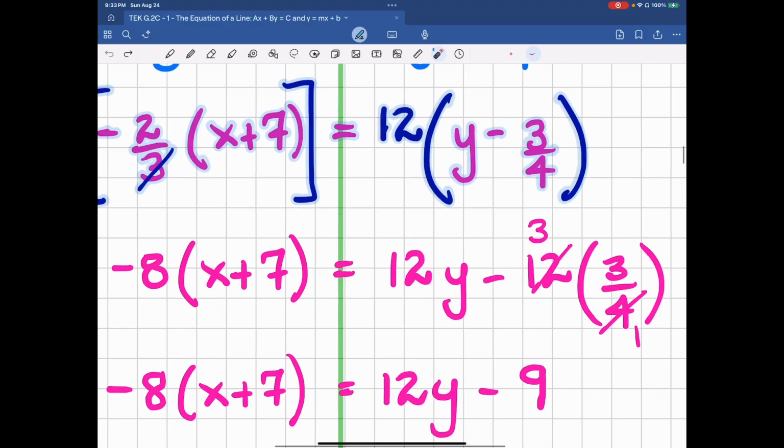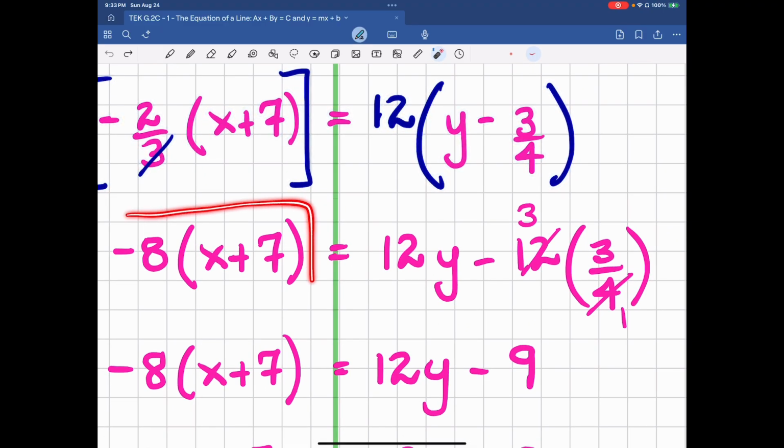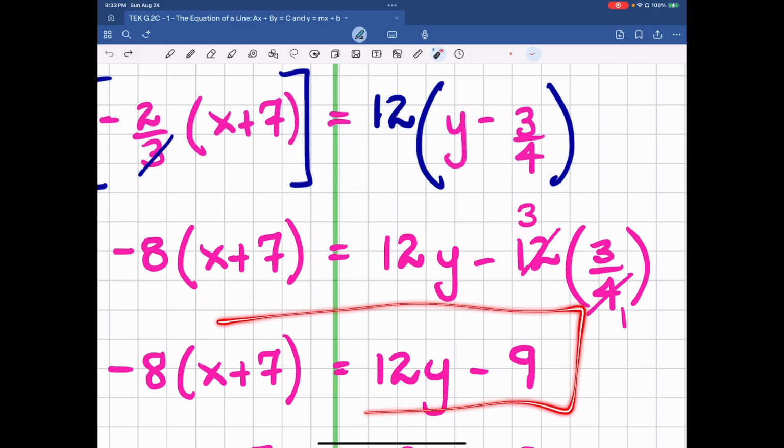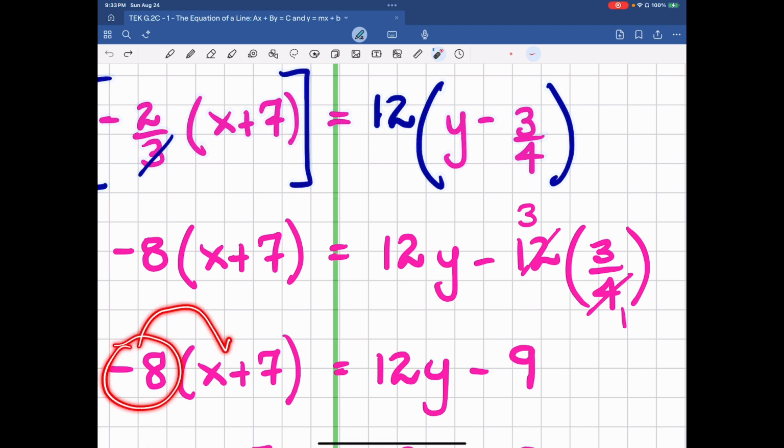So look at the next step. We have our negative 8 times the quantity x plus 7 is equal to 12y minus 3 times 3, which is 9. So my next step is right here. Negative 8 times x plus 7 is equal to 12y minus 9. So what we're going to need to do next is take this negative 8 and multiply it through the parentheses. We're going to say negative 8 times x, negative 8 times a positive 7. Again, this is called the distributive property. You're going to see that a lot when we're solving equations.